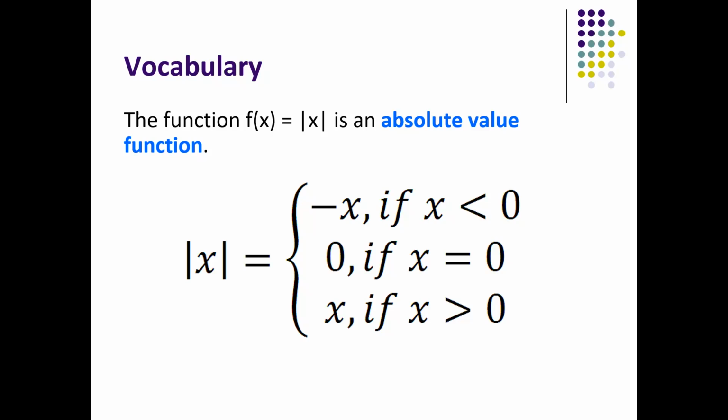So here we have the absolute value of x is equal to negative x if x is less than 0. It's also equal to 0 if x is equal to 0. And positive x if x is greater than 0. Students, at any time, if you wish to pause the video, please do so to help get a better understanding.